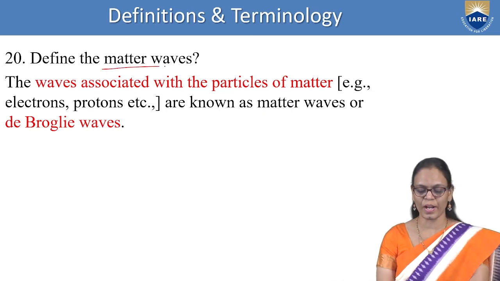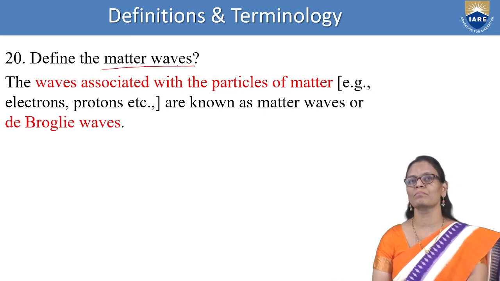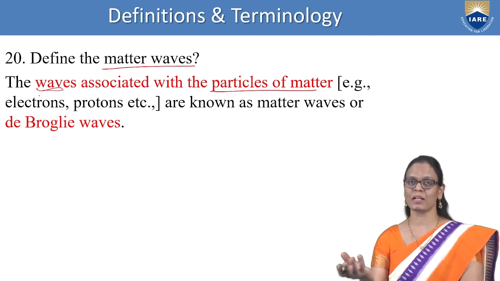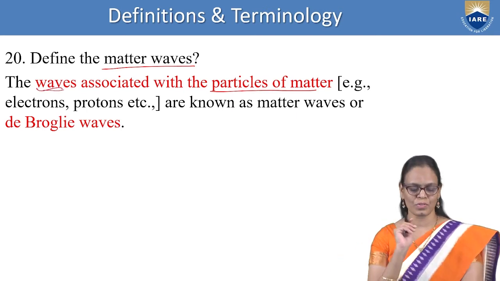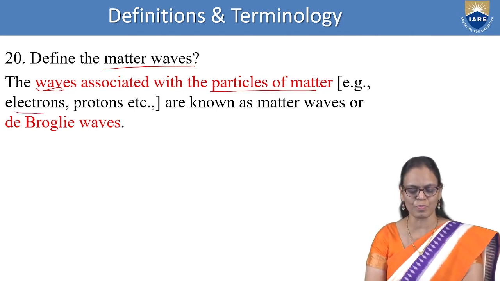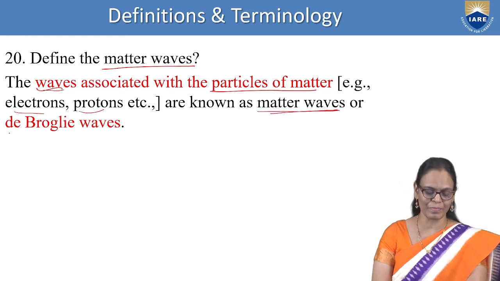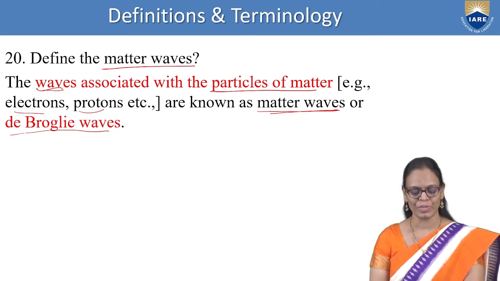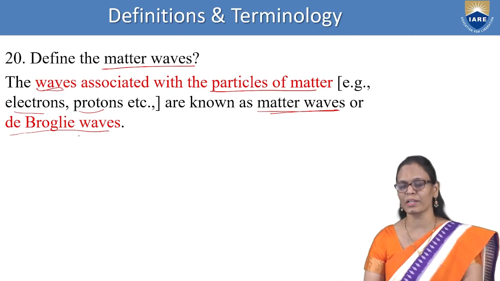The next one is define matter waves. What are matter waves? The waves associated with particles of matter. Because we said particles should also exhibit wave nature, the waves associated with particles like electrons, protons, etc., are called matter waves or de Broglie waves, named after the same scientist who gave the first very bold suggestion.